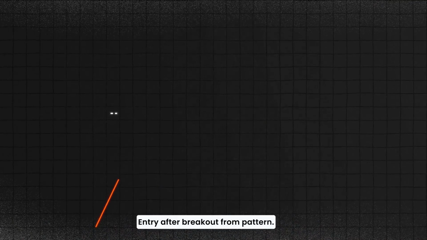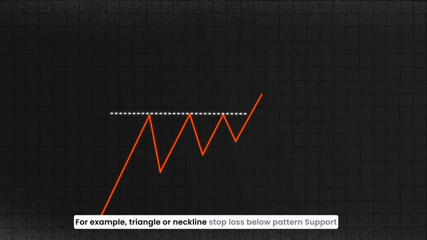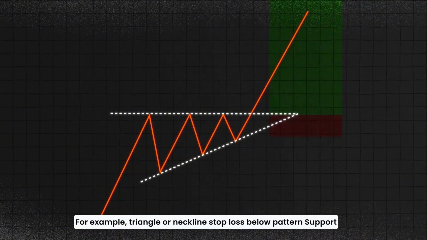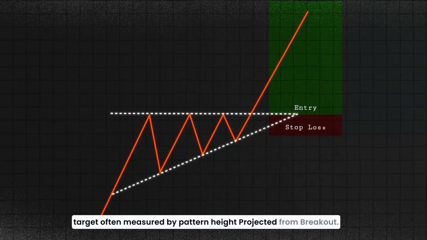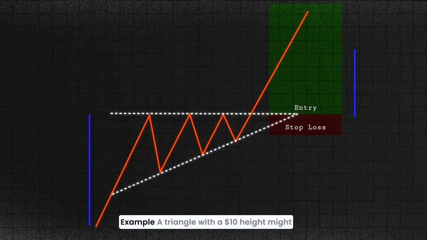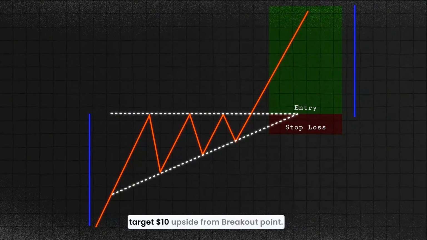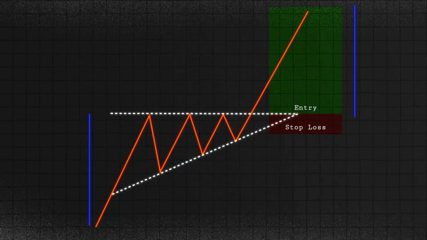Entry after breakout from pattern, for example, triangle or neckline. Stop loss below pattern support. Target often measured by pattern height projected from breakout. Example, a triangle with a $10 height might target $10 upside from breakout point.